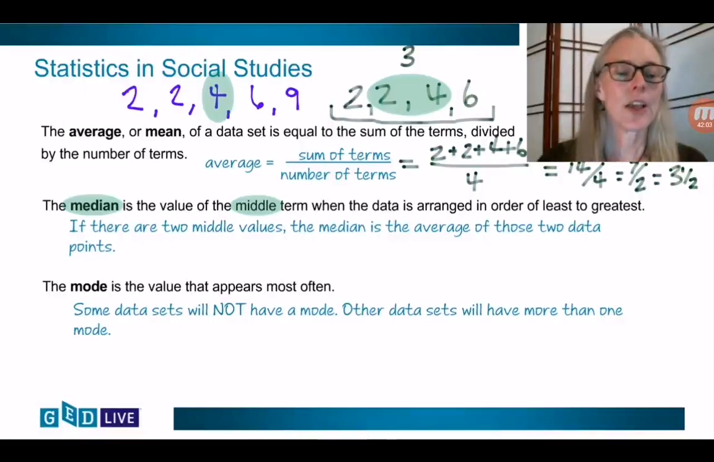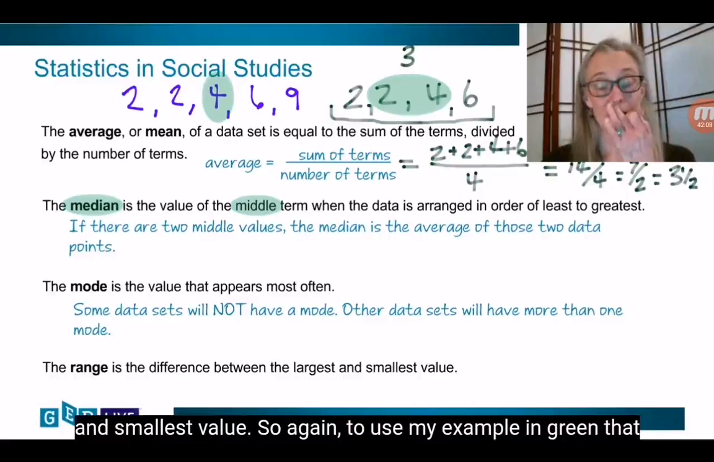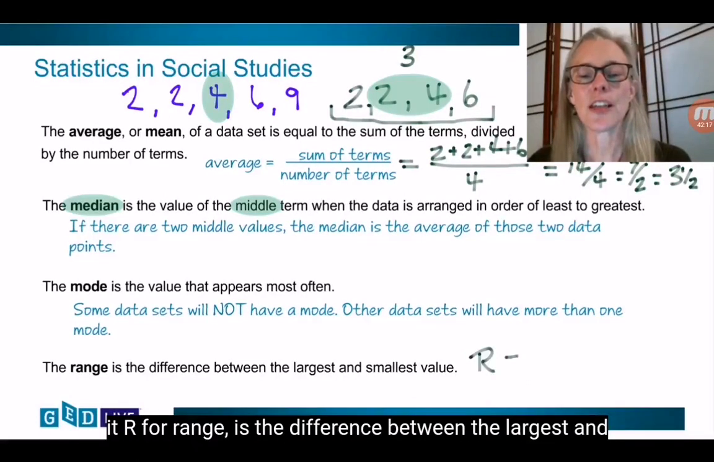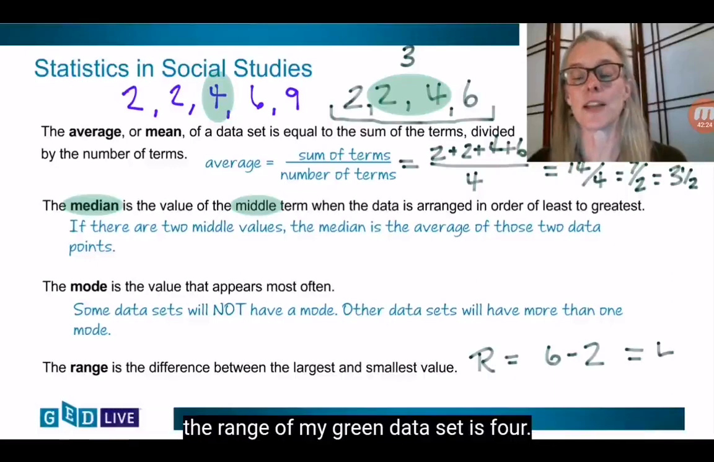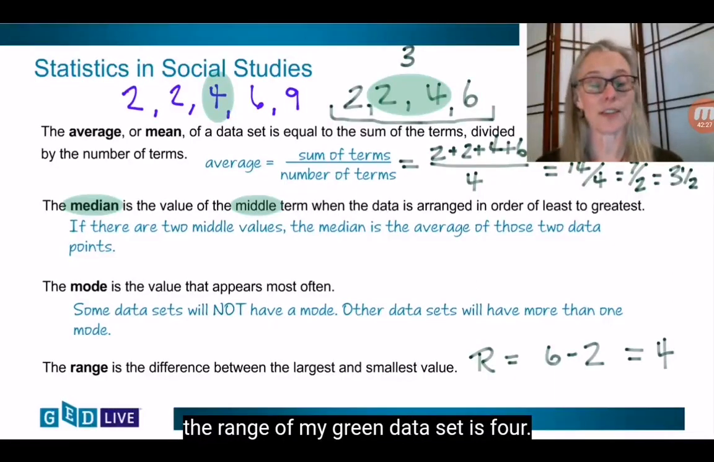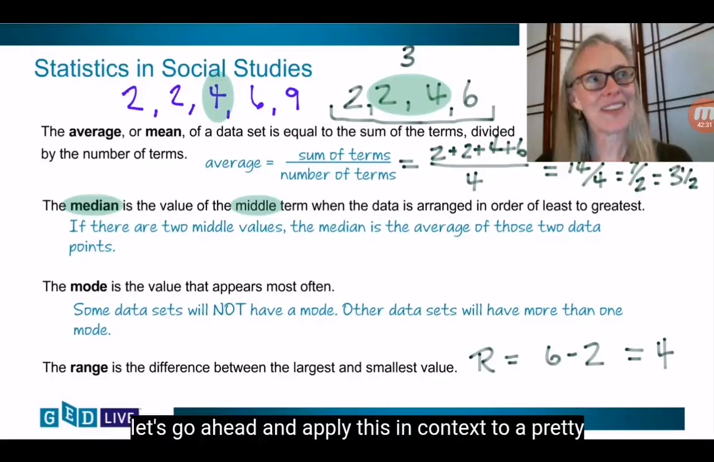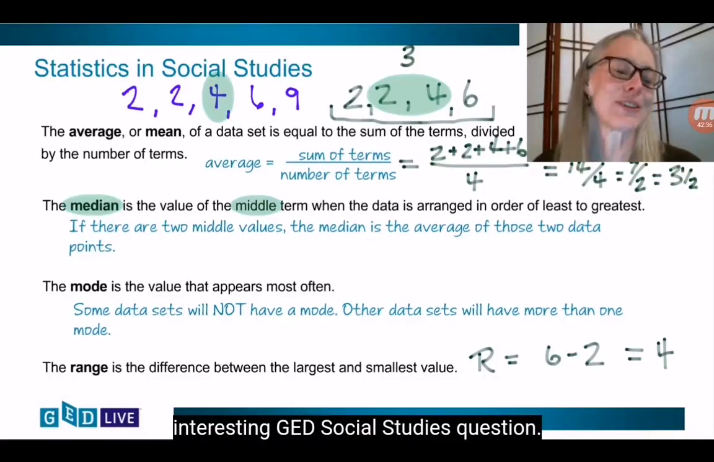All right. So finally, range is just the difference between the largest and the smallest values. So again, to use my example in green, that kind of grayish green up above, the range, let's just call it R for range, is the difference between the largest and the smallest. Smallest is 2, the largest is 6. The difference is 4. The range of my green data set is 4. So now, let's go ahead and apply this in context to a pretty interesting GED social studies question.